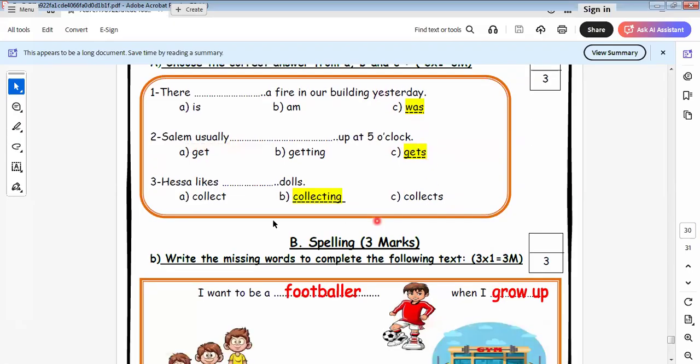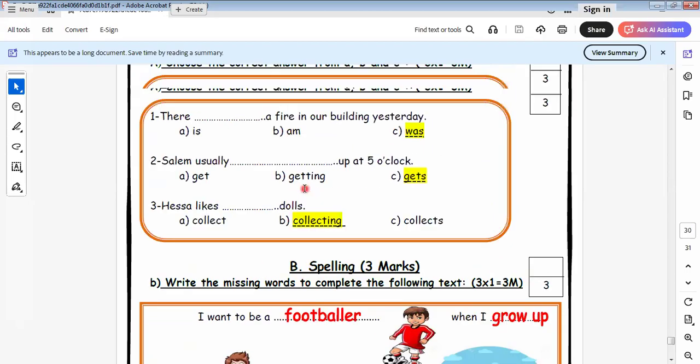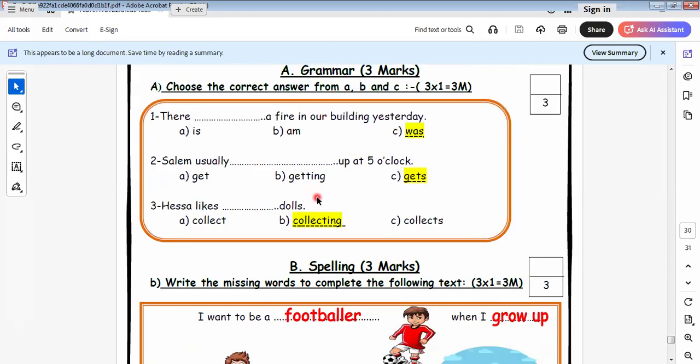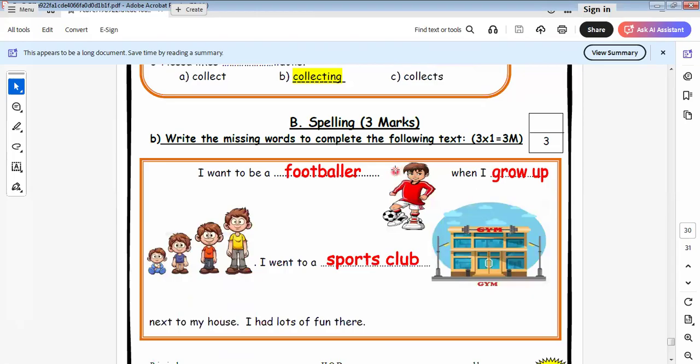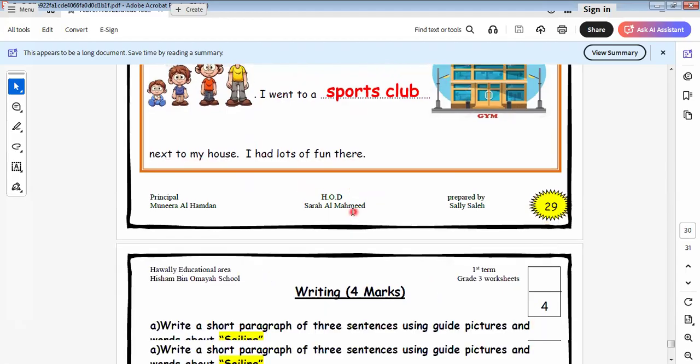Salim usually gets, like collecting dolls. Let's go to another one. Some of you are saying, why are you completing the sentence? Because I would like to know the verb only, and all of us know how to continue the rest of the sentence. It's not difficult. I want to be what? A football player. When I grow up, I went to the sports club next to my house. I had lots of fun there.